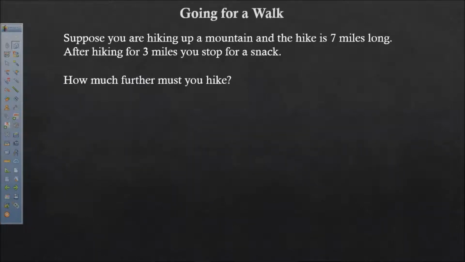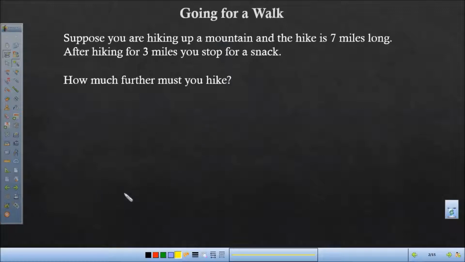So, let's suppose that you are going to go hiking up a mountain, and the hike is 7 miles long. So here's a mountain. Okay, and at the top of the mountain we have a sign.